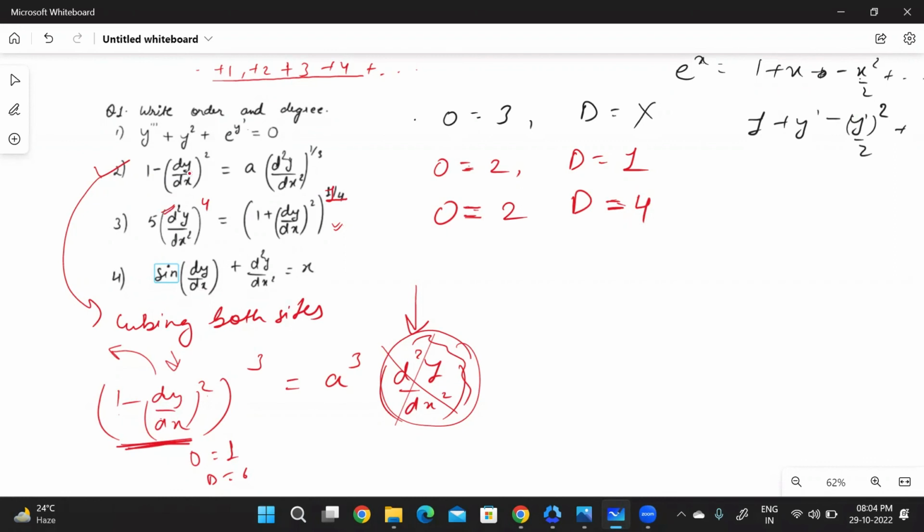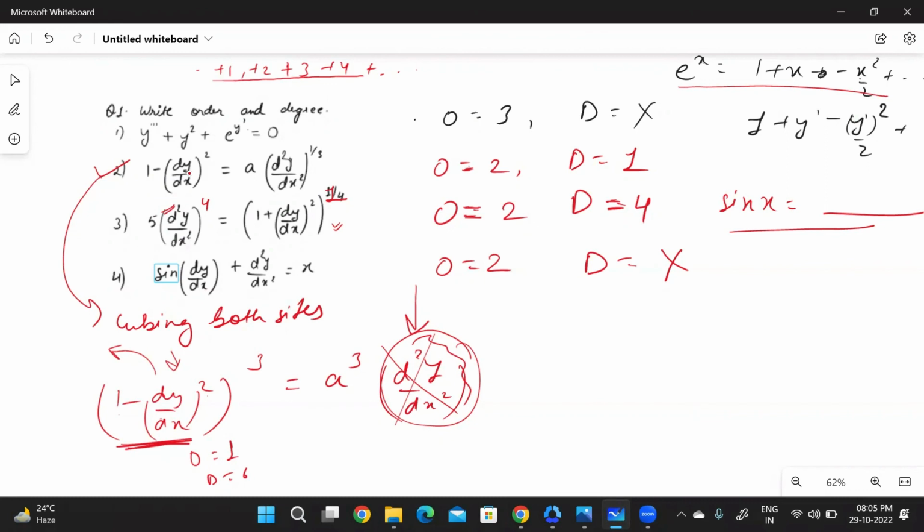Okay, next fourth. What is the order and degree? The order is 2 and the degree is 1, if I'm not wrong. Okay, the order is 2, but degree is again not defined because we are getting sine and the differential is in its parenthesis. So you can expand sine x also. This is also a series like the exponential series. We have trigonometric series, sine x series, cos x series. So whenever the derivative is in the function of sine, you'll say the degree is not defined.